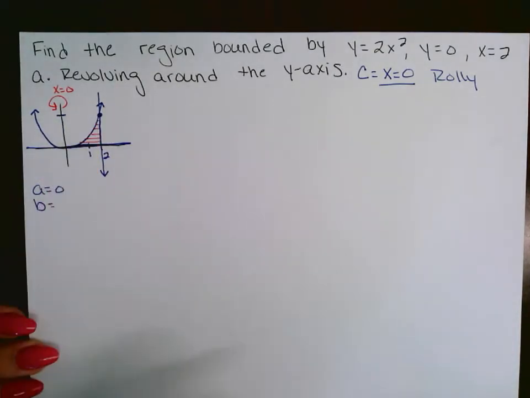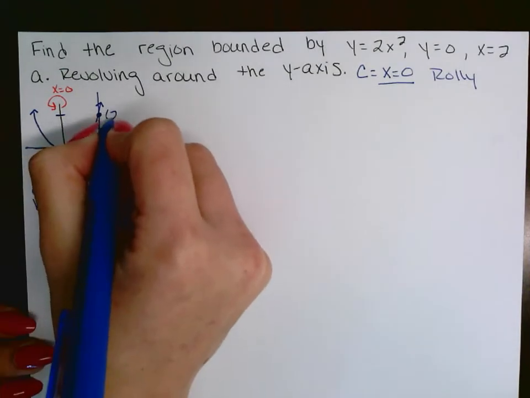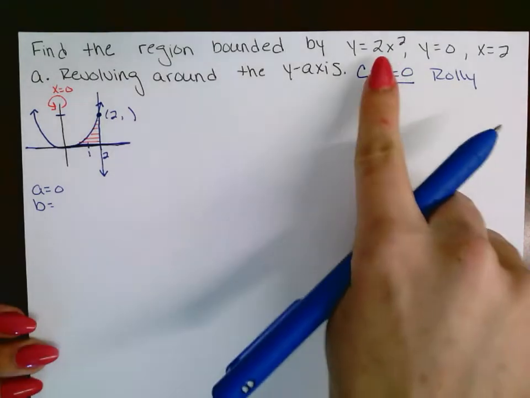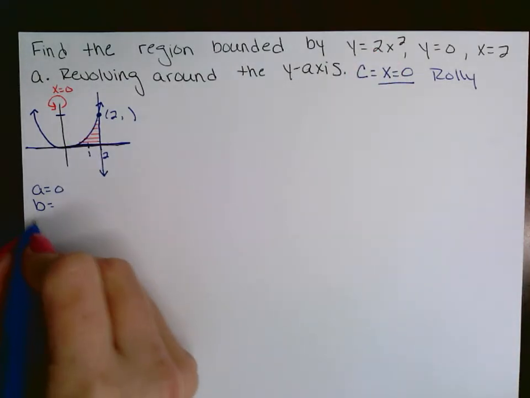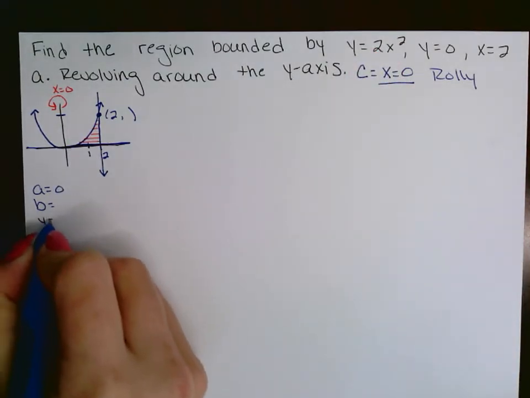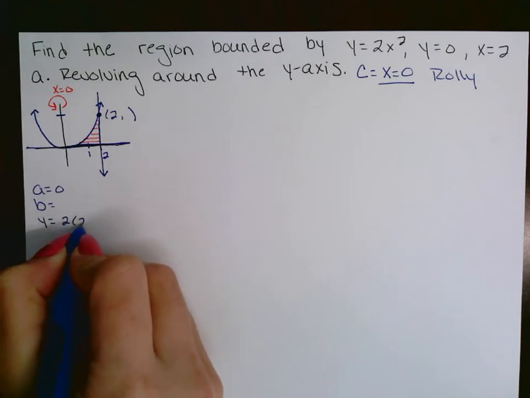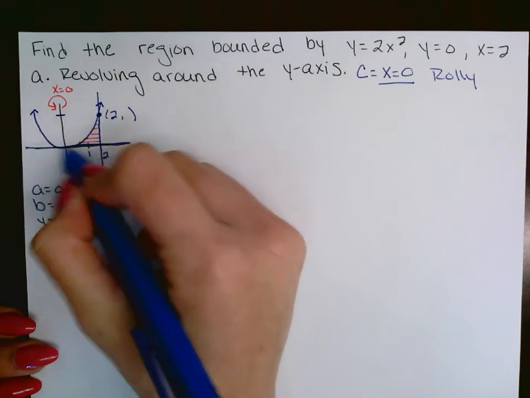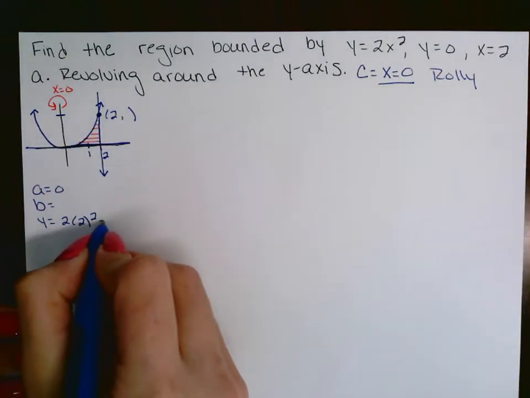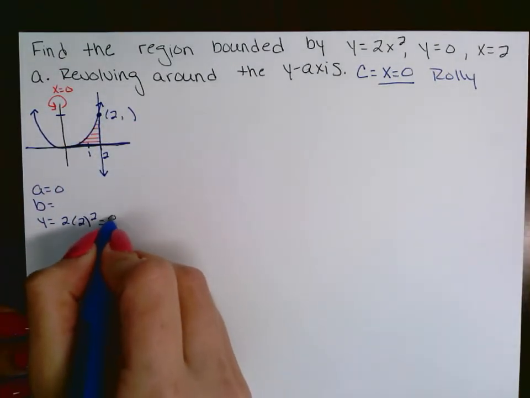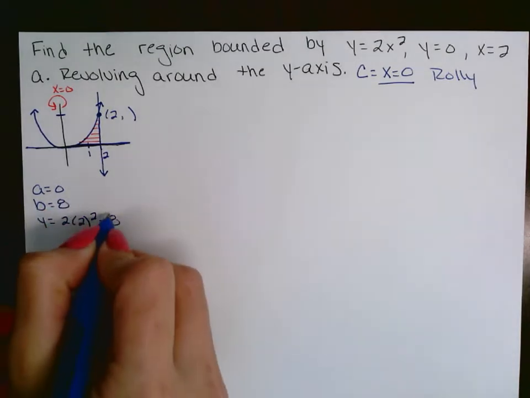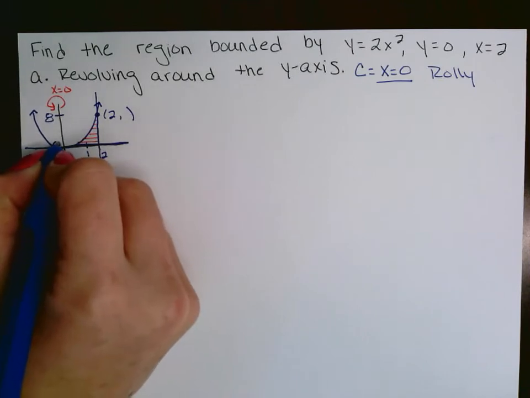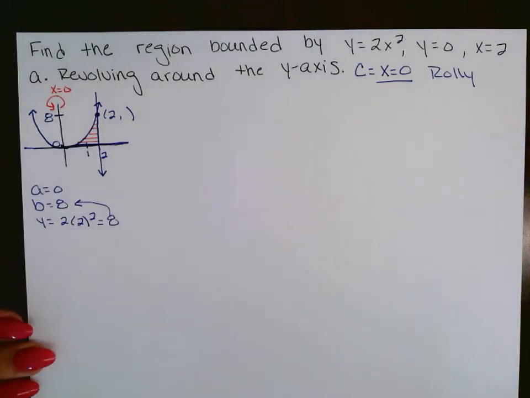How can I find out what that Y value is? This is 2 comma blank. Very nice. Plug in 2 into the function. So I could say Y equals 2 times 2 squared. So again, I'm plugging 2 into the parabola function. And what number do you get there? 8. And that's my A to B in terms of Y. So I have 8 here, and then I have 0 down here.